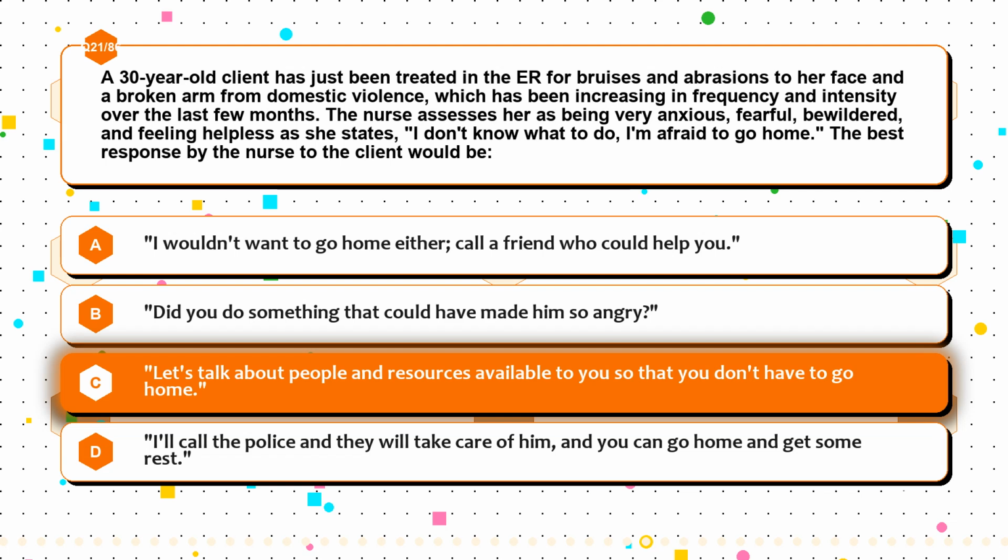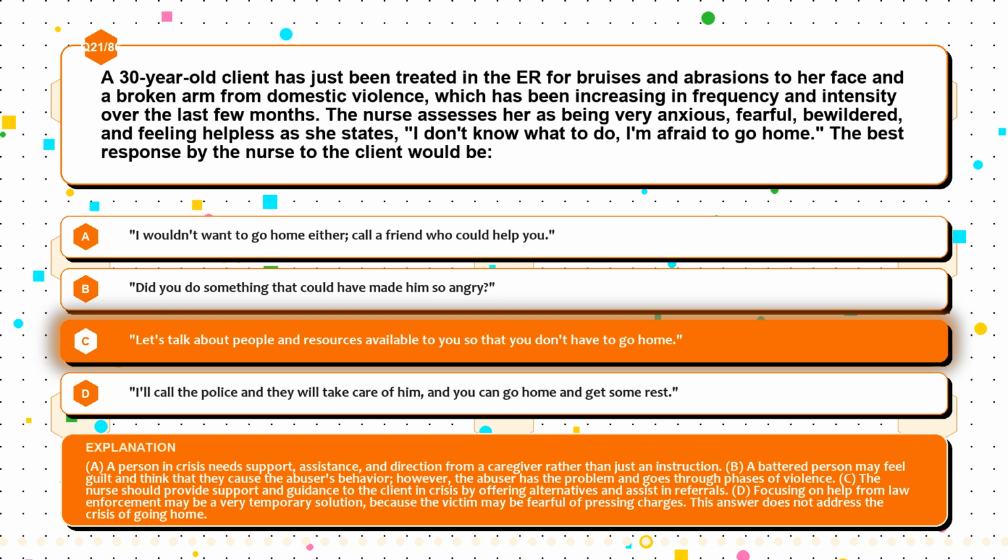The correct answer is option C. Let's talk about people and resources available to you so that you don't have to go home. A person in crisis needs support, assistance, and direction from a caregiver rather than just an instruction. B. A battered person may feel guilt and think that they caused the abuser's behavior. However, the abuser has the problem and goes through phases of violence. C. The nurse should provide support and guidance to the client in crisis by offering alternatives and assist and referrals.